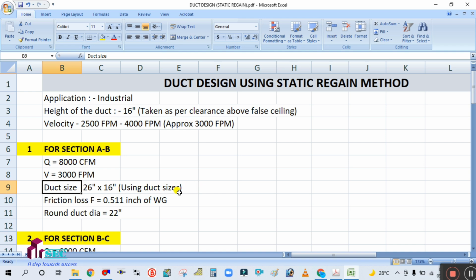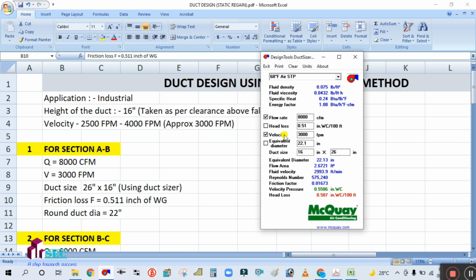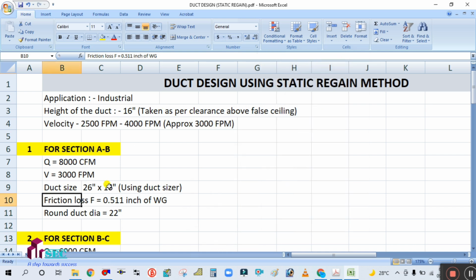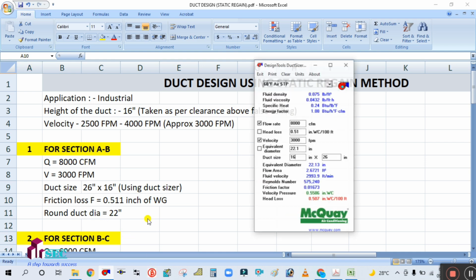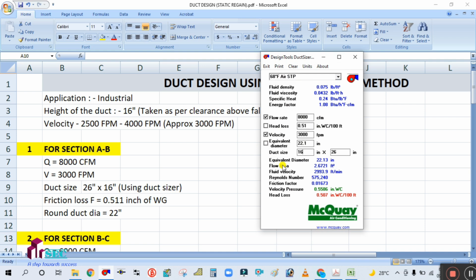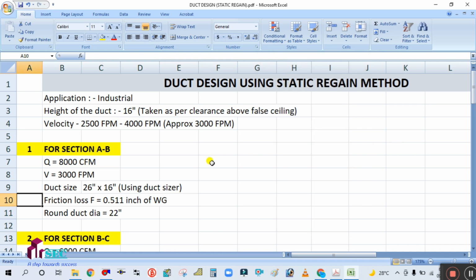Using the duct sizer, the friction loss is also obtained. You can see here head loss 0.51 inches of water gauge per 100 feet of duct length. Similarly, I have written it here. The round duct diameter, from the MEP duct sizer program, is the equivalent diameter of the round duct, 22.1 inch, so approximately 22. So this is the first section.